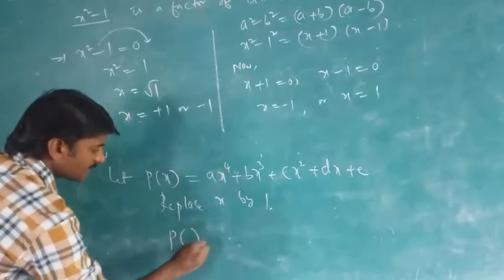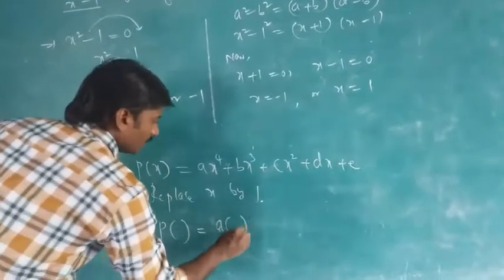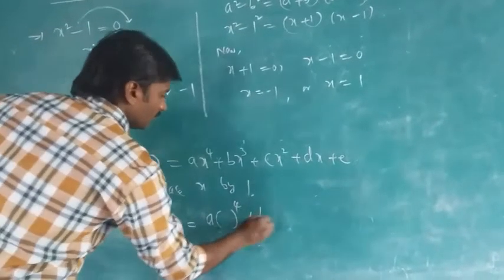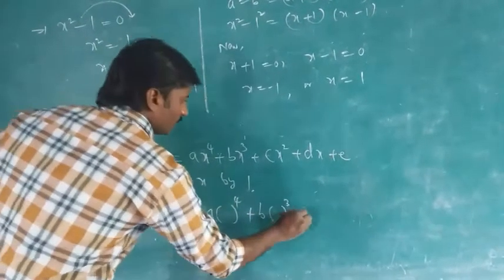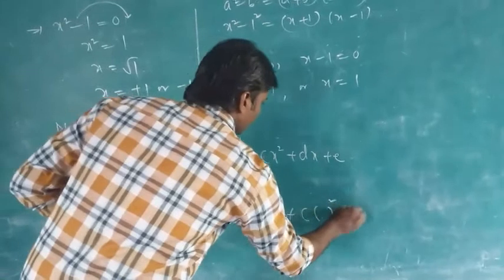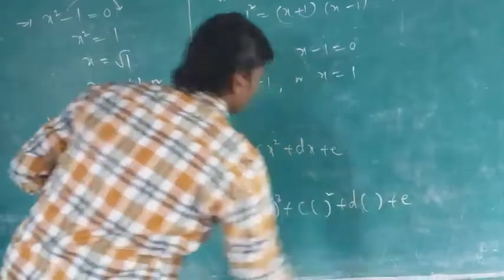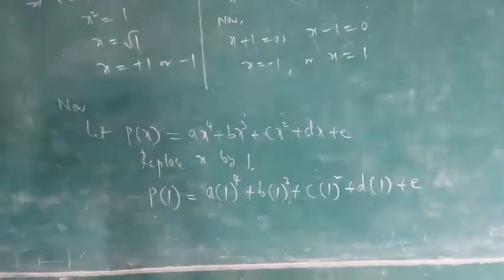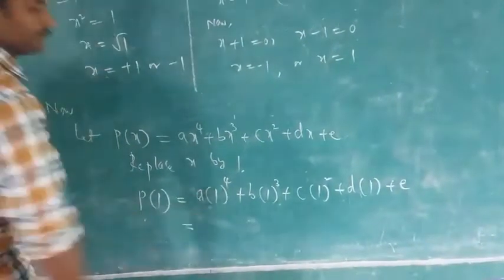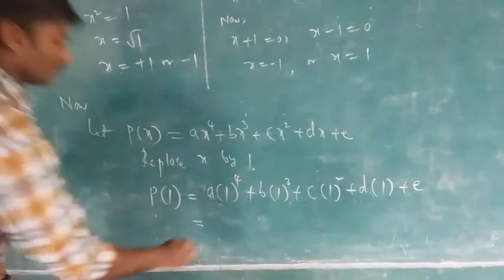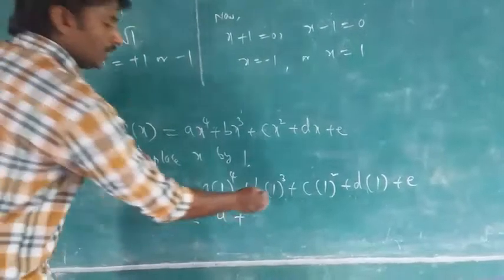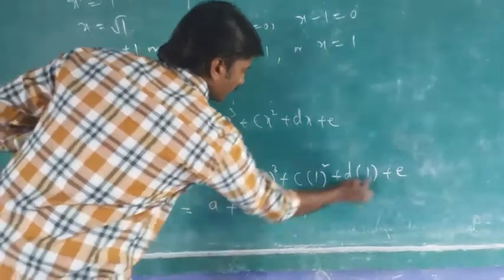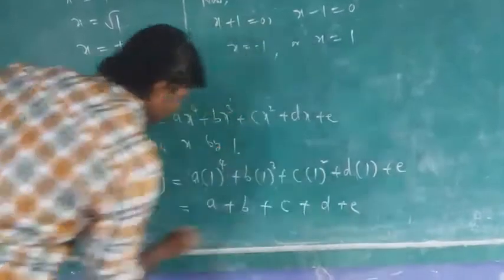Now p of x, empty bracket. A into x, empty bracket. b into x cube, empty bracket. c into x square. Wherever you see x, just put empty bracket. You can replace now. 1, everywhere you write down 1. Now 1 to the power of 4 children. No problem, 1 only. A into 1 is a. b into same again you get same. Here also 1. 1 into c is c. Here 1 into d is d, plus e. This is equal to 0.